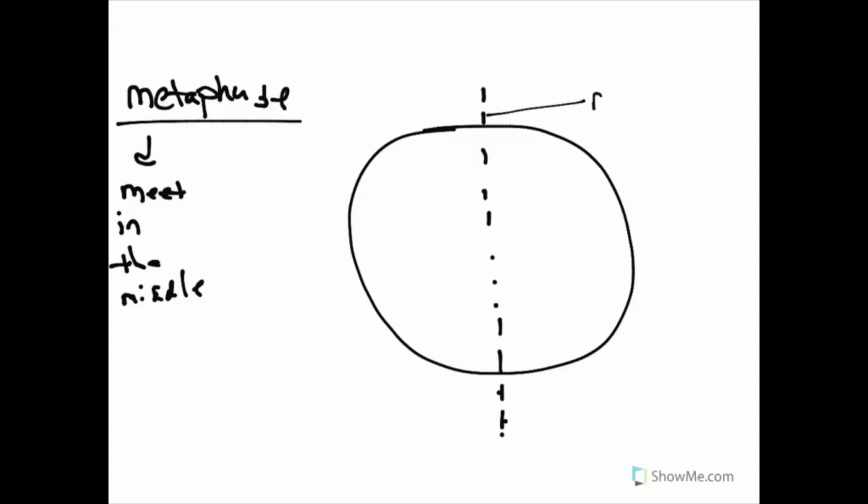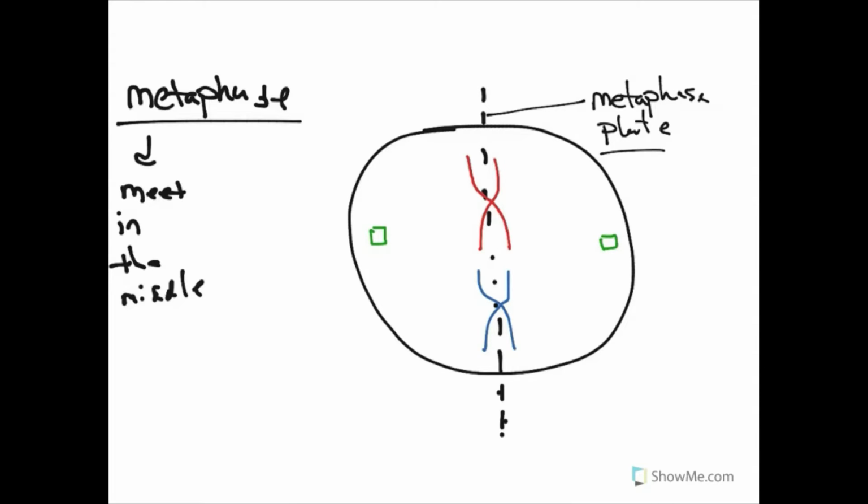This metaphase plate is an imaginary line, but what happens is your chromosomes line up at the metaphase plate, where each sister chromatid is facing on each side. So you have sister chromatids on each side. And remember, these little centrioles here, they are attached to each of the kinetochores there.